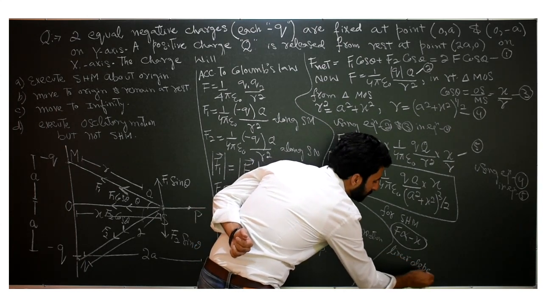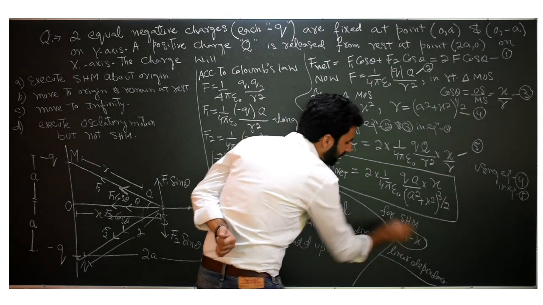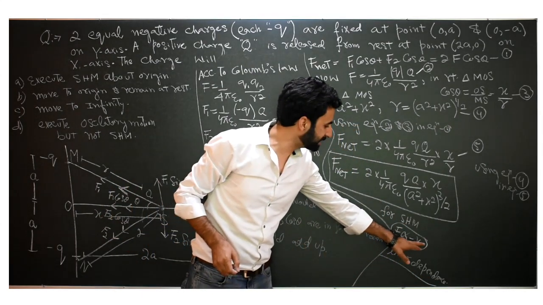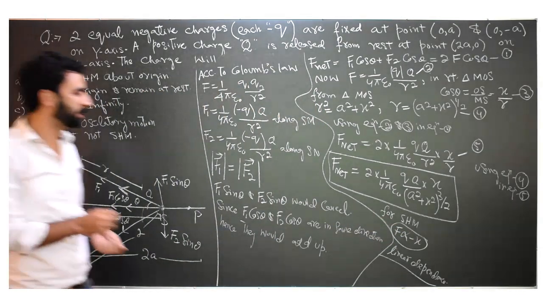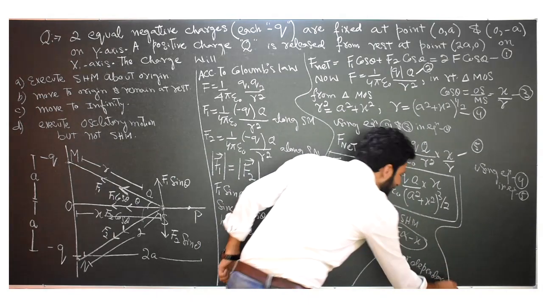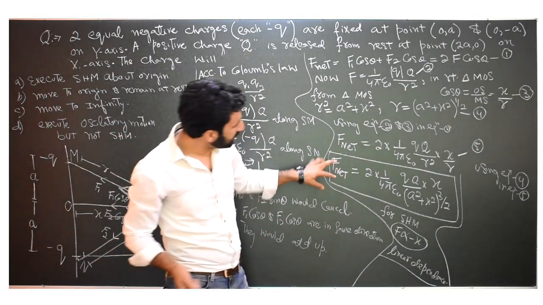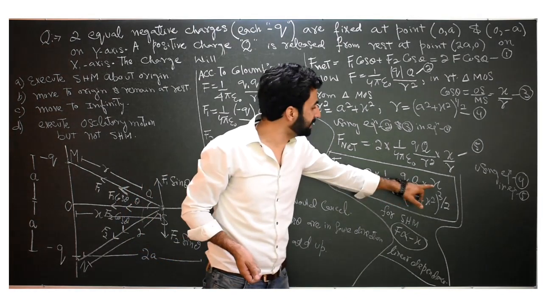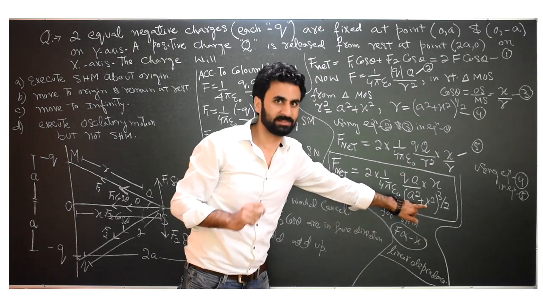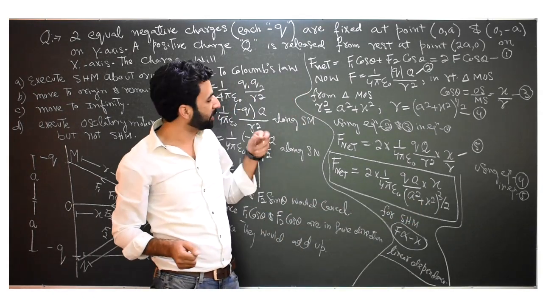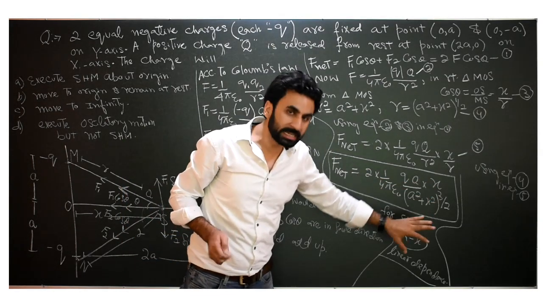In simple harmonic motion, there is a linear dependence of force on x. The power of x has to be 1. That is the relation between force and the displacement. But if we analyze this equation, we see the dependence between force and x is not linear, because x is involved in the denominator as well. So we can conclude that the relation between force and x is not linear.